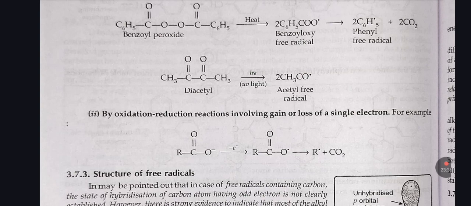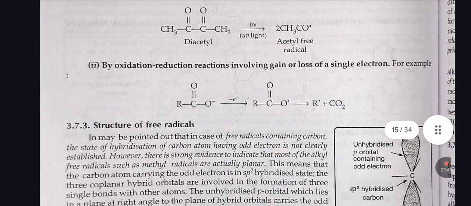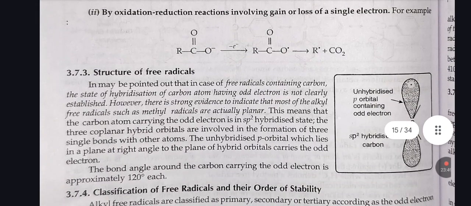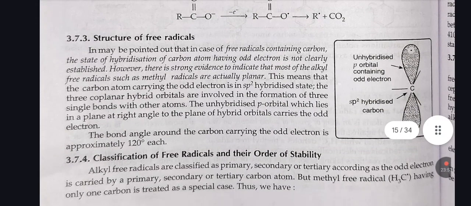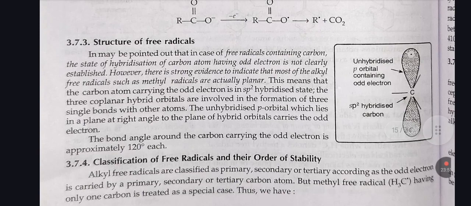Diacetyl on treatment with sunlight will give acetyl free radical. Second, by oxidation-reduction reactions involving gain or loss of a single electron. For example, RC double bond O with O minus, losing 1 electron, will give RC double bond O with O radical, which will give rise to R radical plus CO2.